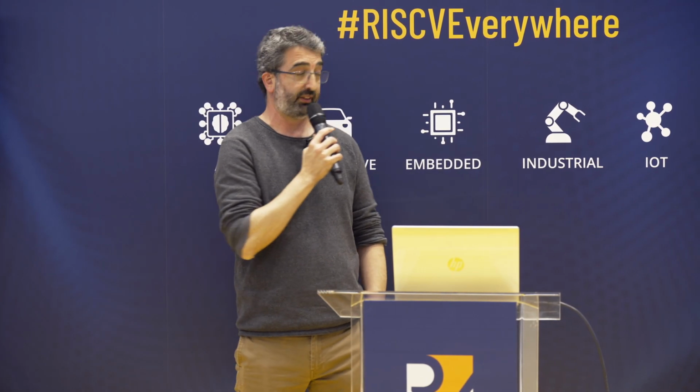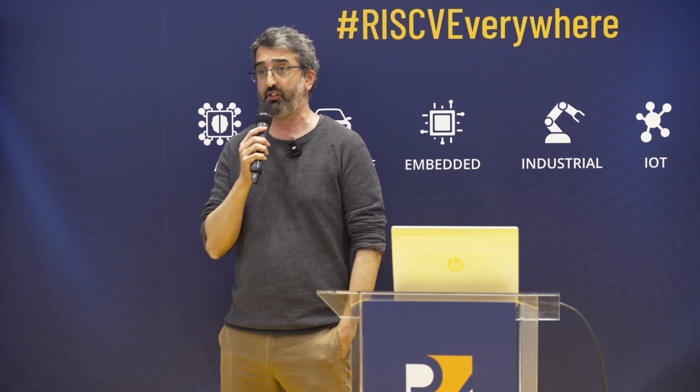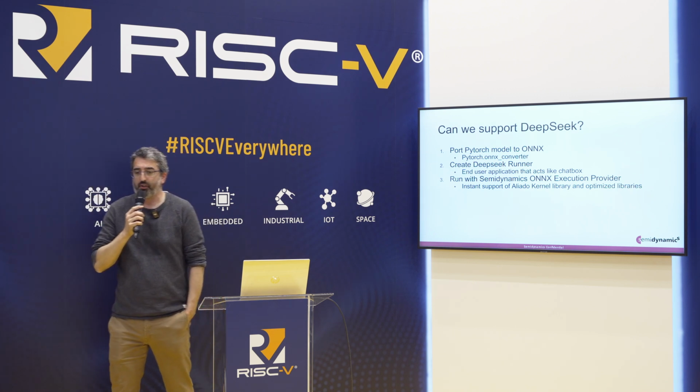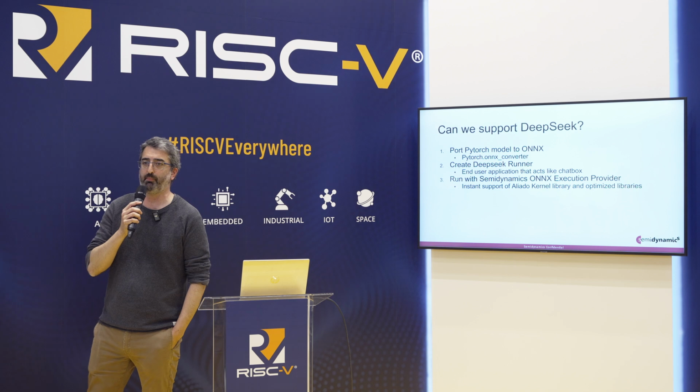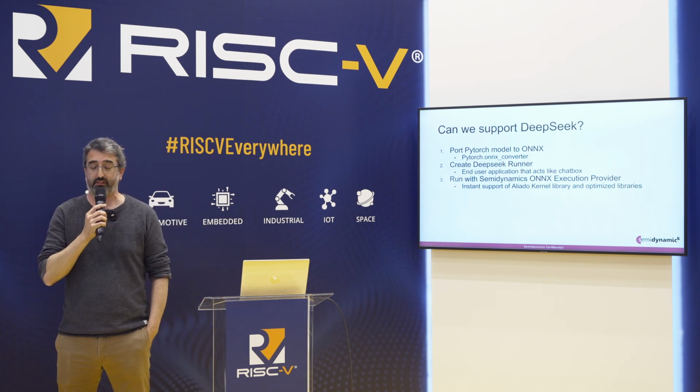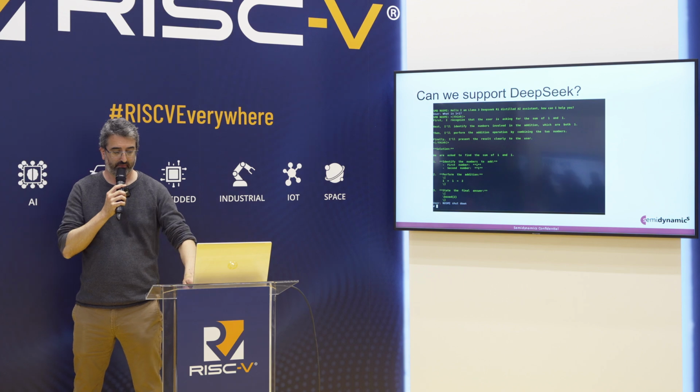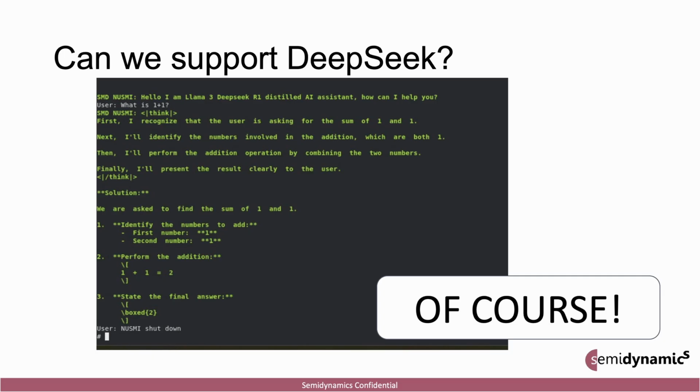The second step: this is a specific ONNX model, but how do you get a real end-to-end user application for that? You just need to create your runner, your main function that uses the ONNX model, creates a chat box if you want, in this case, and uses the ONNX Runtime configured for our execution provider. These are two lines of code, apart from the chat box itself, to run it in the ONNX execution provider. Can we run DeepSeek? Sure. Why not?